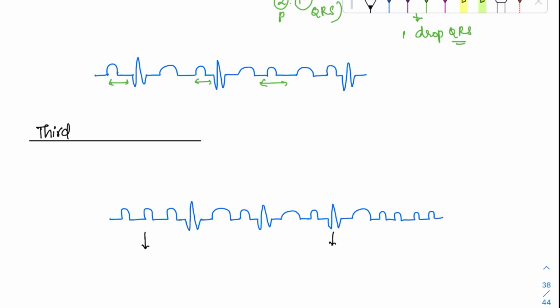It is pretty simple, third degree heart block. What is happening here is that the AV node is not conducting anything to the ventricles. So the AV node is not functional at all. So it is a complete block. Third degree heart block is also called a complete heart block.